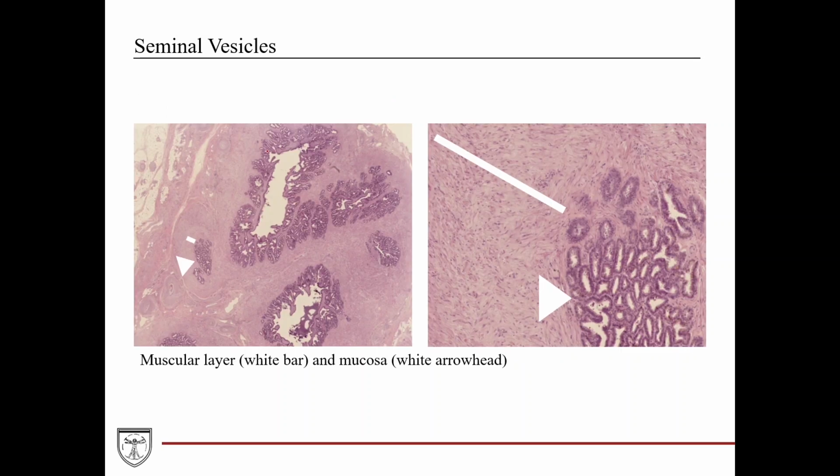So to show you some quick histology images, and we'll get more into this in the lab video, here's a very zoomed out view of the seminal vesicle. You can see the mucosa here surrounding the different lumens. And then, as we indicate here with this white bar, a muscular layer surrounding that mucosa. And the arrowhead indicates mucosa here. We zoom in, and you can see this smooth muscle layer right here. And then this arrow is pointing to the mucosa or epithelium layer.